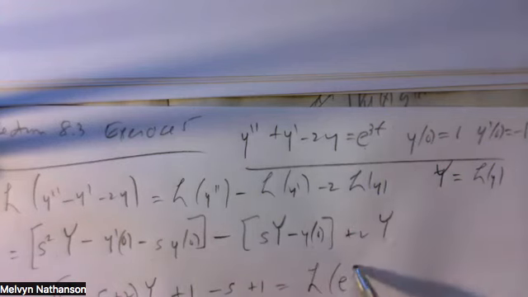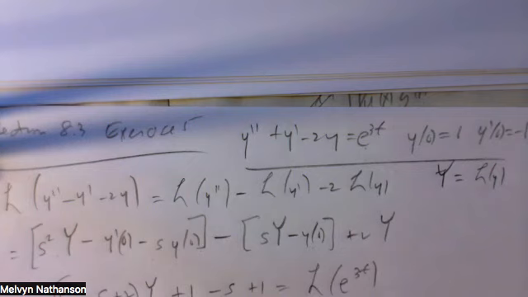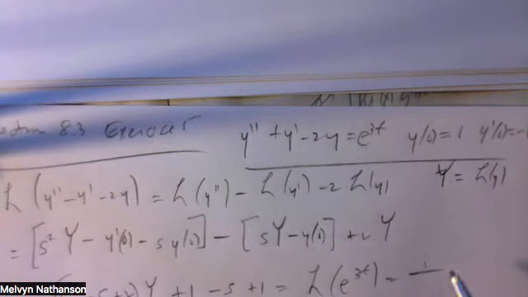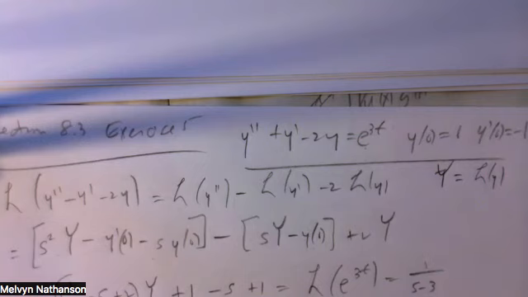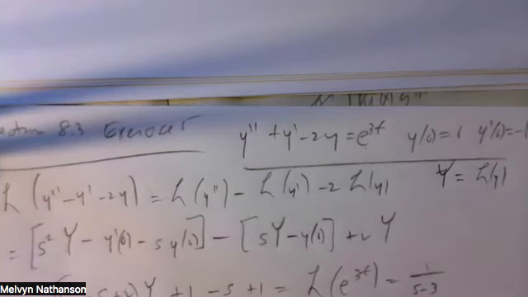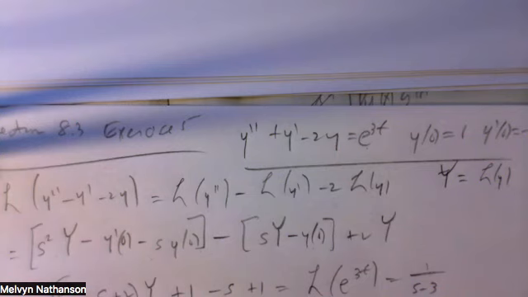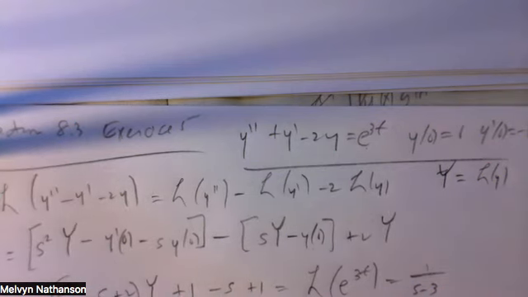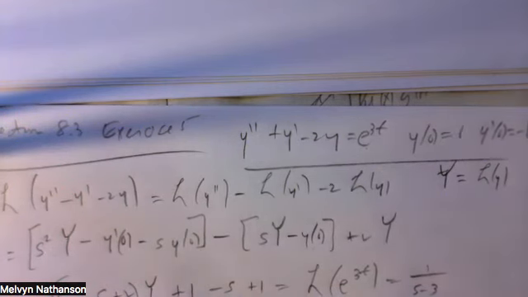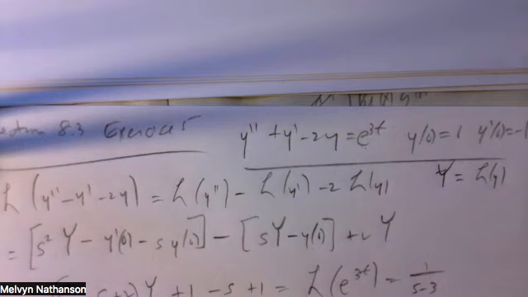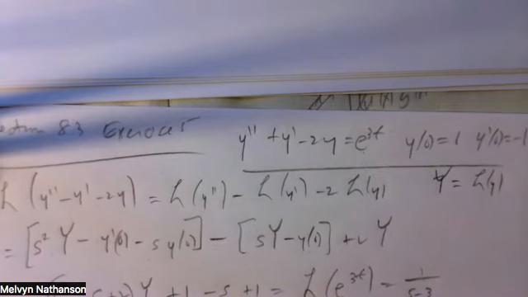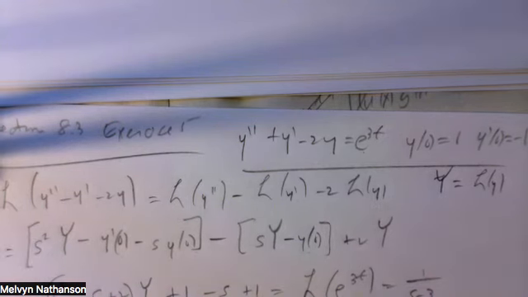the Laplace transform of e to the 3t. And the Laplace transform of e to the 3t is 1 over s minus 3. So if I've done my arithmetic correctly, s squared plus s minus 2 times Y is equal to, this is 2 minus s, so it's s minus 2 plus 1 over s minus 3. So let me just double check that I did my arithmetic correctly.